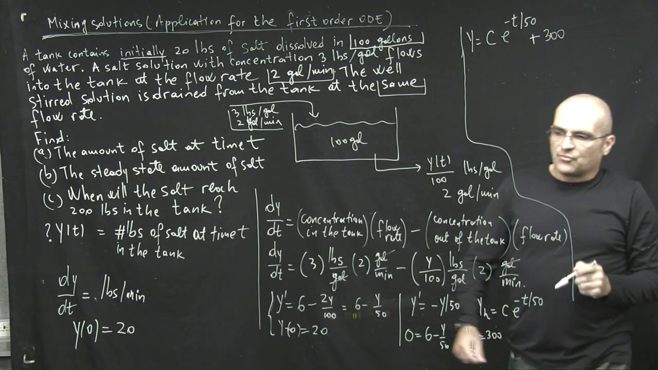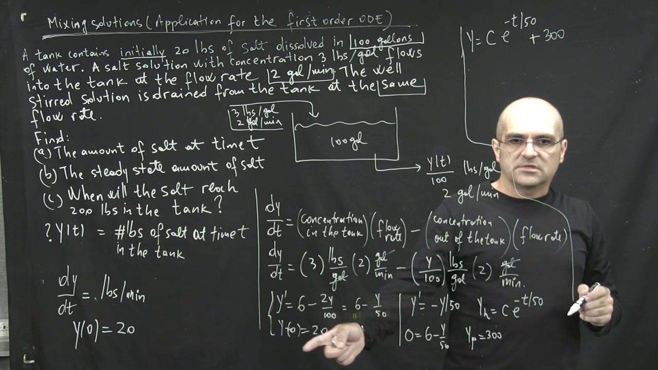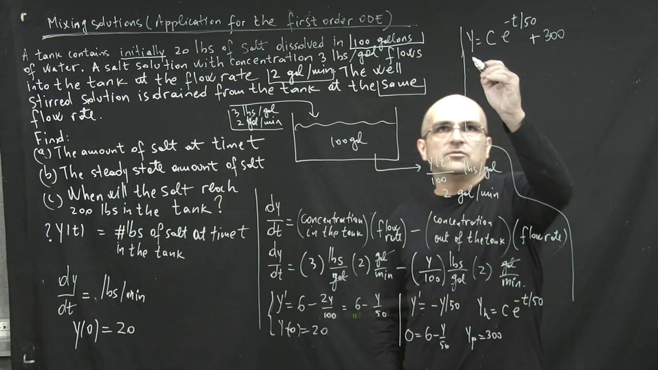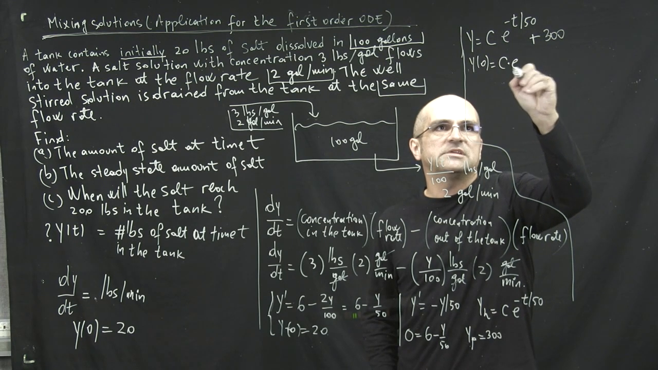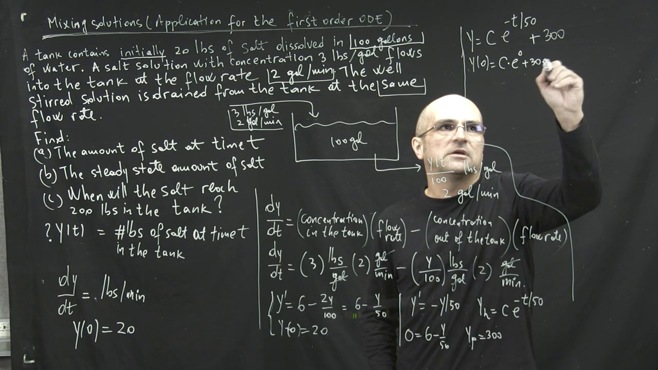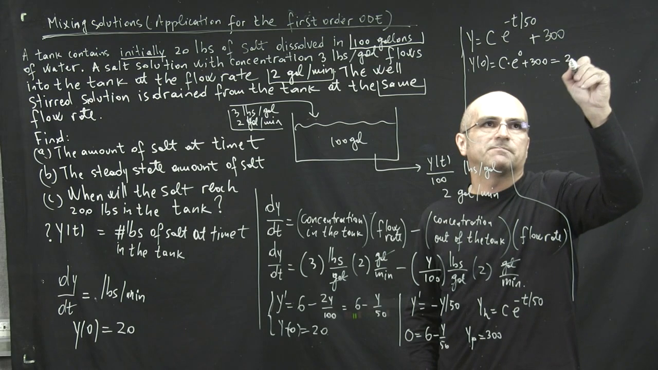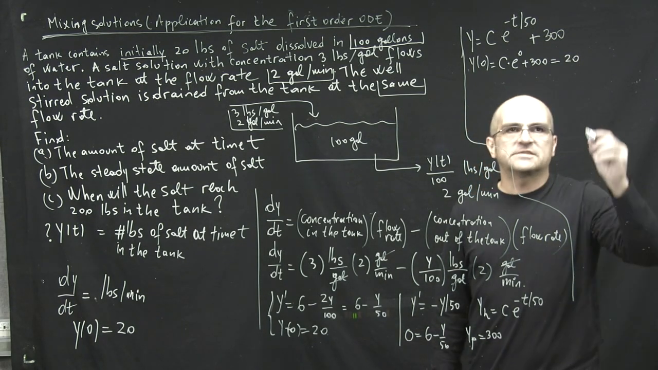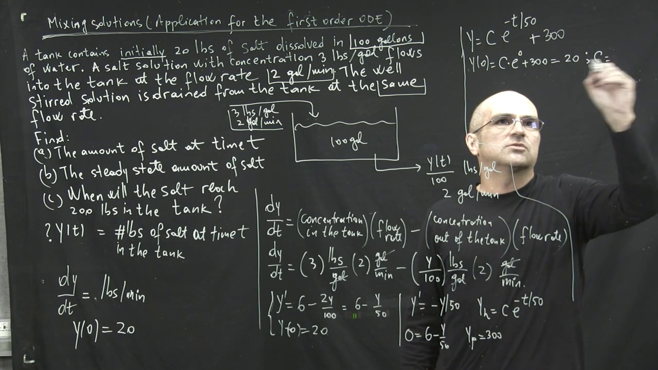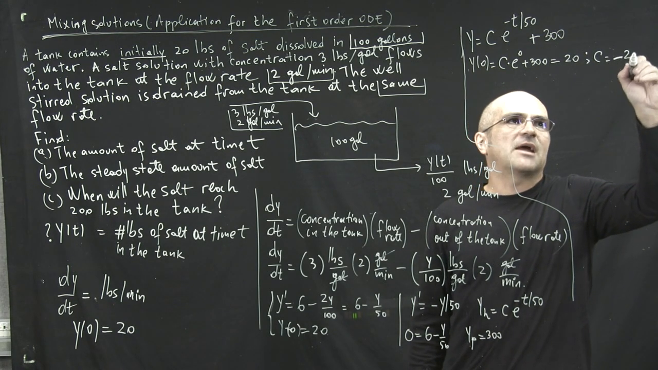Remember, that's an initial value problem. You start with an amount of salt. So that means you impose the initial condition now. y of 0 equals C e to the 0 plus 300, and that should be equal to 20, the initial quantity. So that gives you the value of C, which is 20 minus 300. That's minus 280.